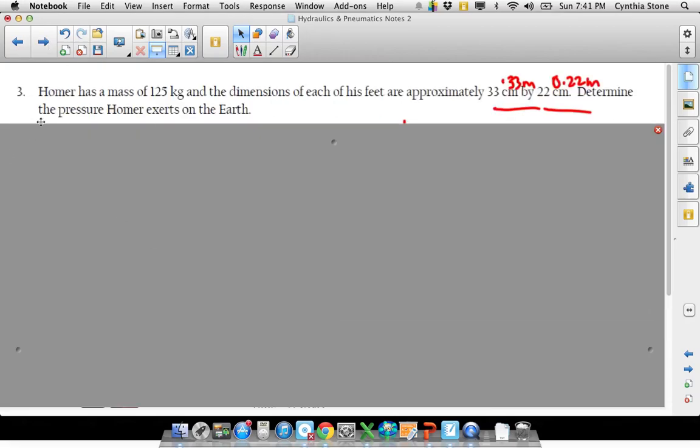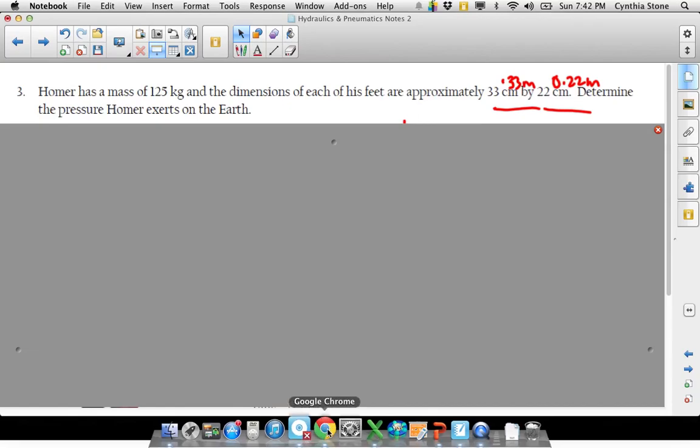Pressure. Homer has a mass of 125 kilograms, and the dimensions of each of his feet are about 33 centimeters by 22 centimeters. Determine the pressure he exerts on the earth. First thing, because pressure is generally measured in pascals, you should have your area in meters squared. So I took the 33 centimeters and I made it 0.33. What many kids do, and it is a mistake, is they multiply 33 centimeters by 22 centimeters, get whatever area that is, and say, okay, I'll divide by 100 to get meters squared.